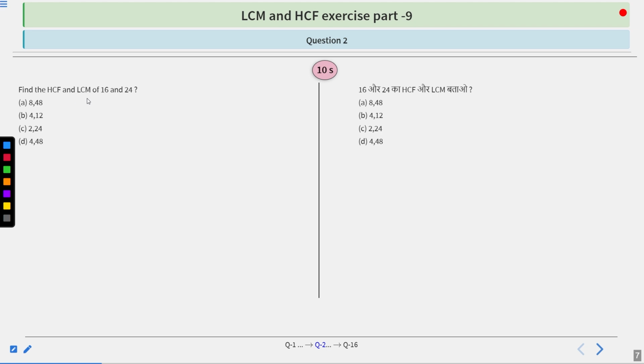Find the HCF and LCM of 16 and 24. And the options are option A 8 and 42, option B 4 and 12, option C 2 and 24, and option D 4 and 48. These are the options.